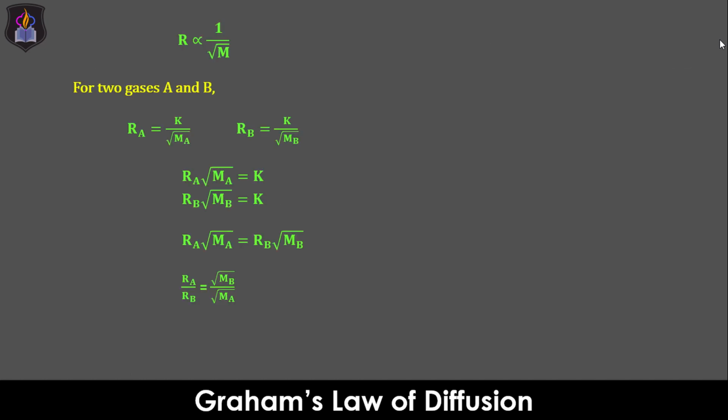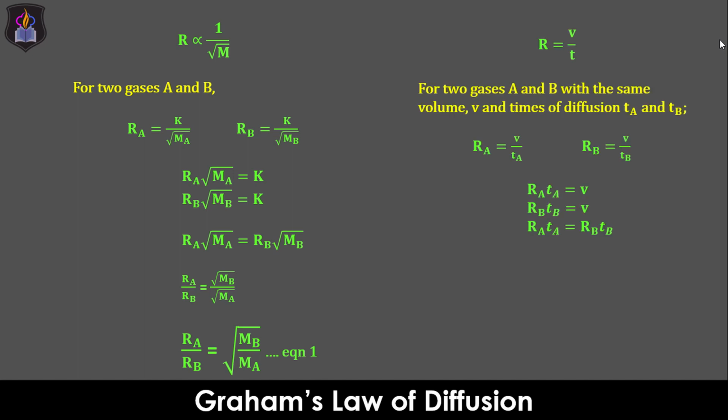So, for two gases A and B with rates of diffusion Ra and Rb, and relative molecular masses Ma and Mb respectively, then Ra over Rb equals the square root of Mb over Ma. Similarly, if the same volume of the gases takes times Ta and Tb to diffuse, then we can say that Ra over Rb equals Tb over Ta.